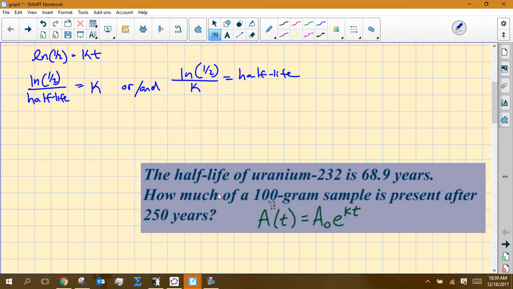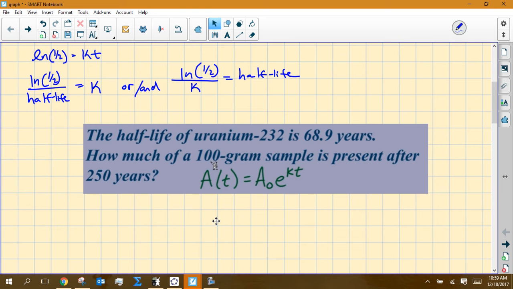First one is the half-life of uranium-232 is 68.9 years. How much of a 100-gram sample is present after 250 years? So we're going to use this. We're asked basically what amount is left over after 250 years, at that time t. So I've got a sub 0, e to the kt. Well, t in this case is that 250.